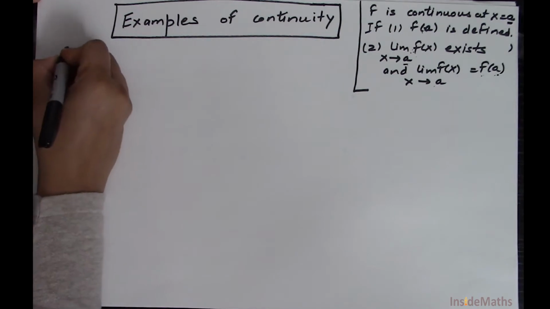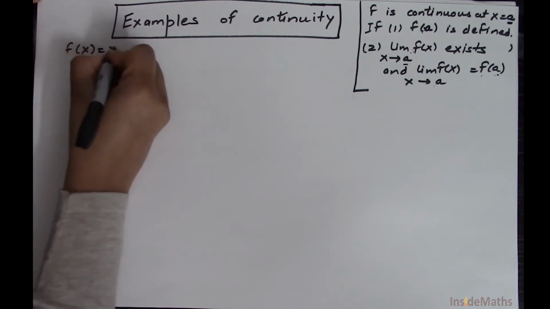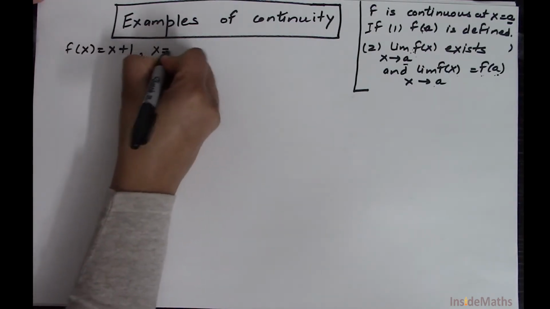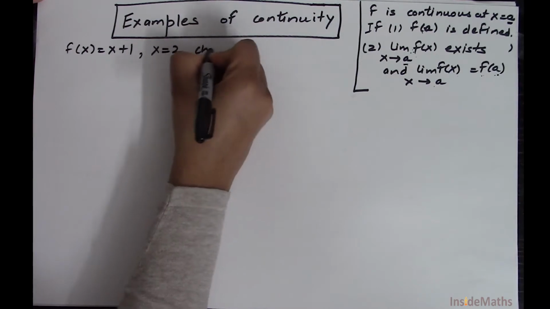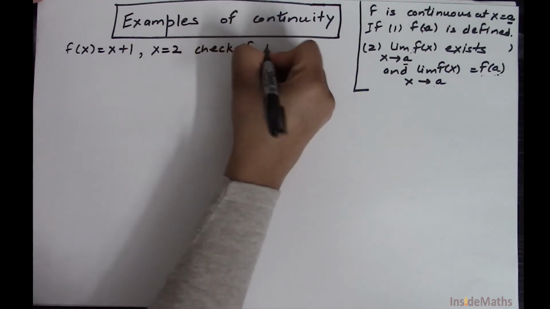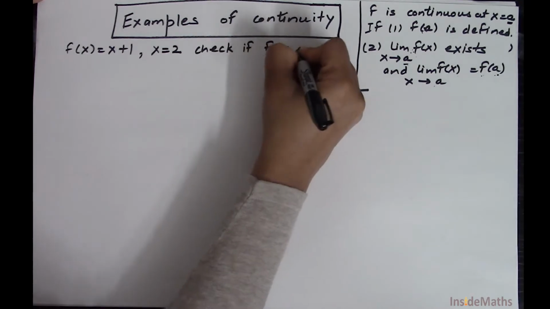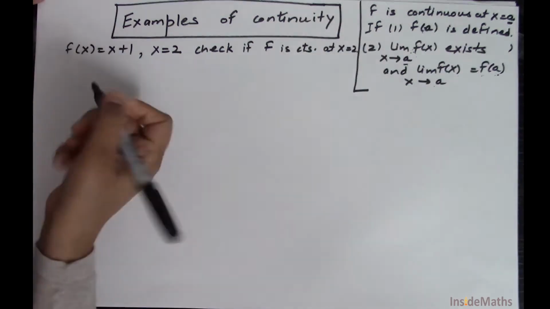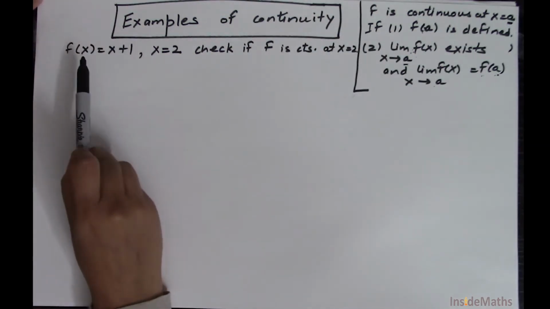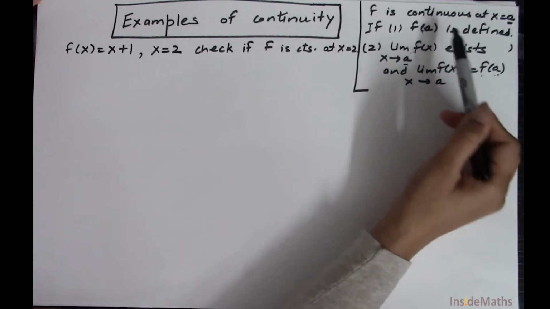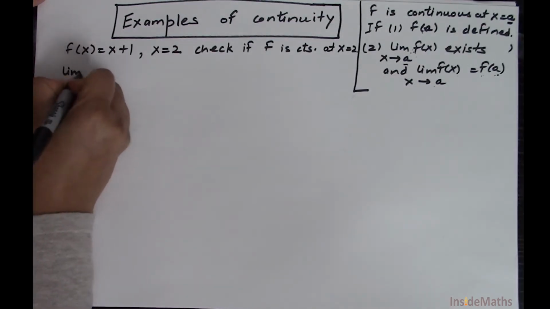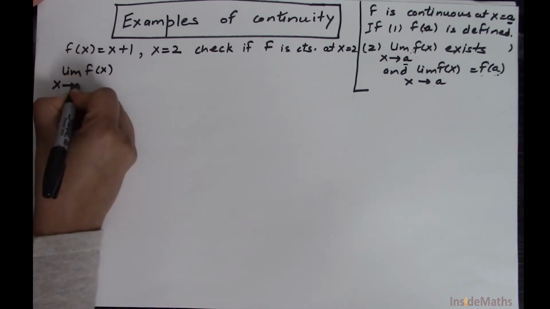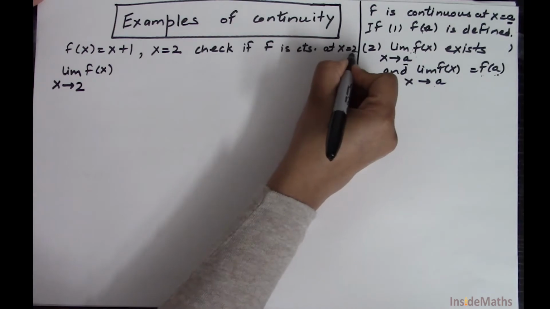The first one is f of x is given by x plus 1, and we have to check if the function is continuous when x is equal to 2. Check if the function f is continuous at x equal to 2. That means to check the continuity of this function, I have to check these two conditions. So first of all, I'll find if the limit of this function exists at the point 2, because we have to check the continuity at this point 2.